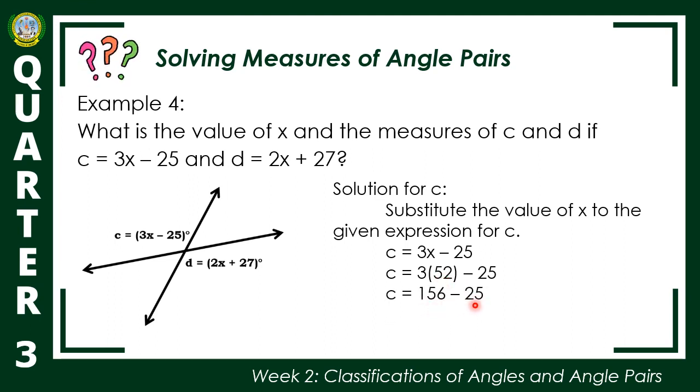Okay? And then, subtract na natin. 156 minus 25 is equal to 131 degrees. So, 131 po yung value ng C. So, let's see kung 131 din yung makukuha nating value ng D. Kasi, di ba, vertical angle sila. So, try natin.